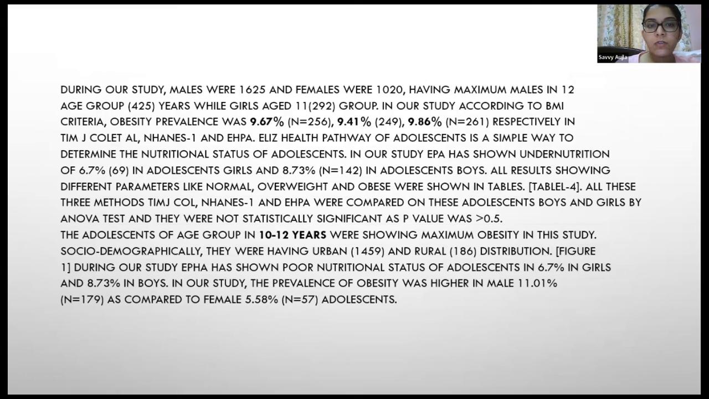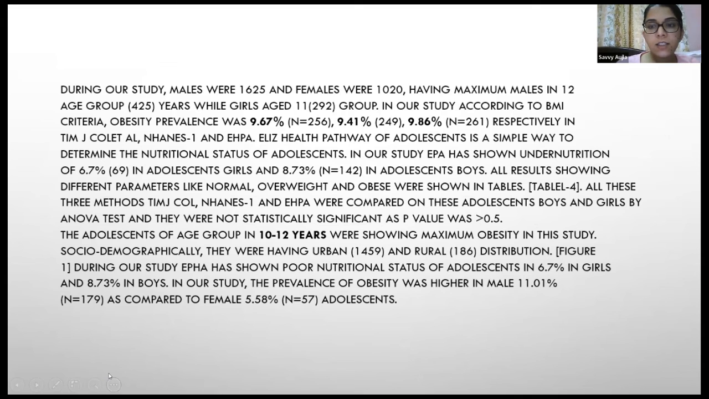And also a quick overview of the results. During our study, around 1,600 males and 1,000 females were studied, and the maximum males were in the age group of 12 years and girls in the age group of 11 years. According to the BMI criteria, obesity prevalence was 9% in the 3 scales in case of boys, whereas in case of EPHA, it also showed undernutrition in 6.7% of boys and 8.73% in adolescent girls.